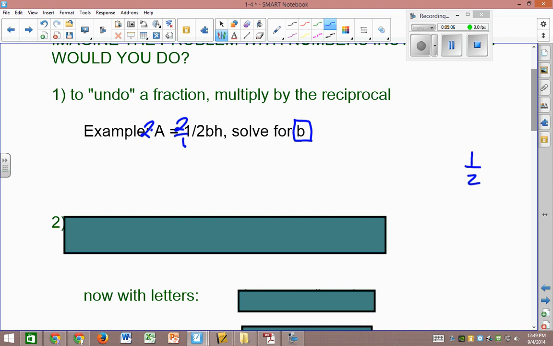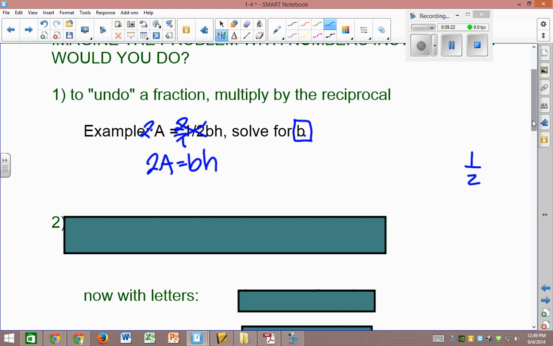Yep, so multiplying by 2 on both sides makes the fraction cancel out. The left side would be what? 2a. Even though I don't know what the numerical value is, we just leave it as an expression. We canceled out the 1/2, so now b and h are left on the right. We want to solve for b.